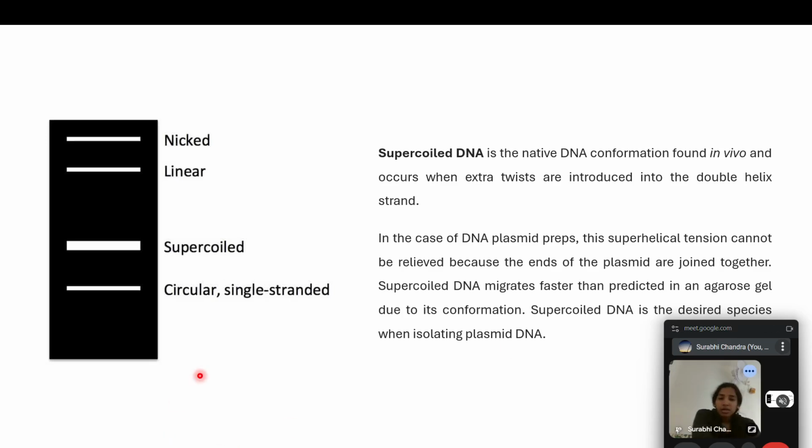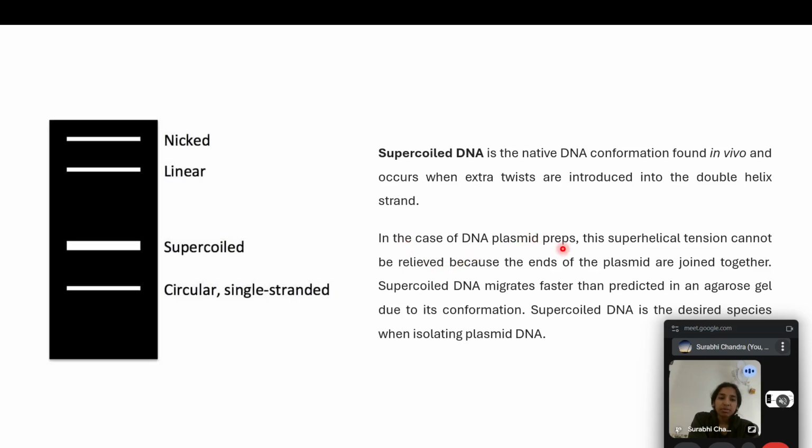When we run it on an agarose gel, the plasmid DNA can have multiple forms. One is the nicked form, which we looked at. One is the linear form, where both the strands get cut. And we can have the supercoiled form, where the closed circular DNA coils upon itself. The supercoiled DNA is the native conformation found in vivo and occurs when extra twists are introduced into the double helical plasmid DNA strand.